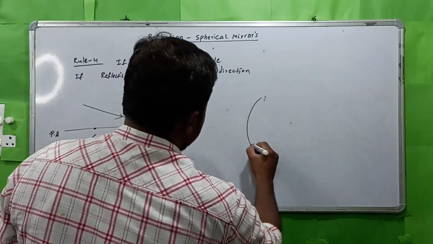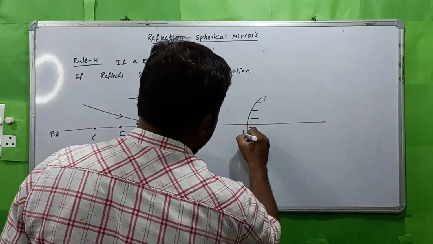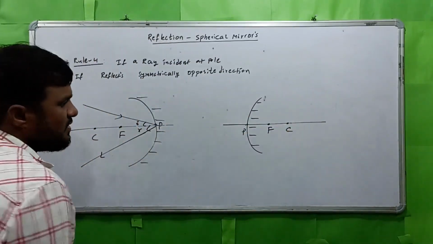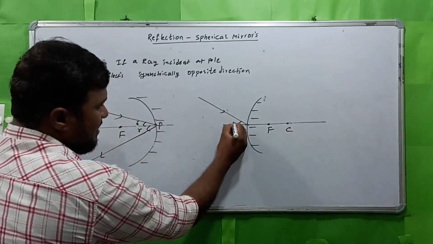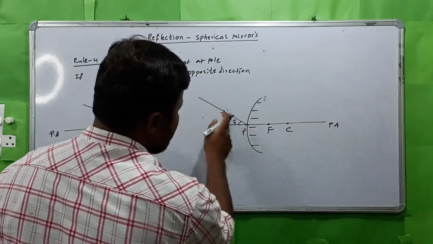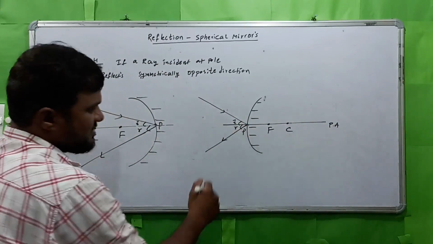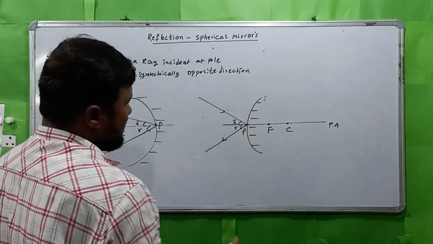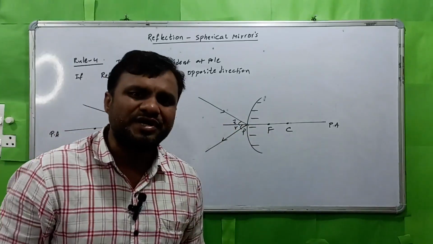If I observe for the convex mirror, pole, focus, center of curvature. A light ray incident at the pole, angle of incidence from the principal axis to the incident ray, with the same angle reflection takes place. Angle of incidence and angle of reflection have to be the same, law of reflection. These are the 4 rules, very important to draw ray diagrams.